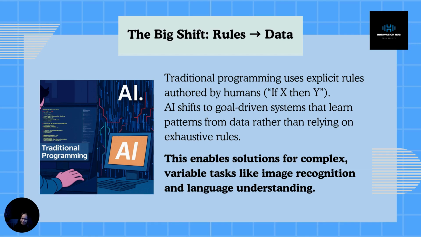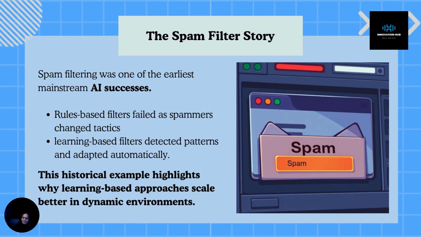And a really good example of this shift is spam filtering. In the early days, spam filters were rule-based. Developers would create lists of words like free or credit card and block emails containing those words. And for obvious reasons, that didn't work for long. Spammers quickly adapted. They changed spellings, added symbols, and found ways around the rules. So the system kept failing, and it required constant manual updates.